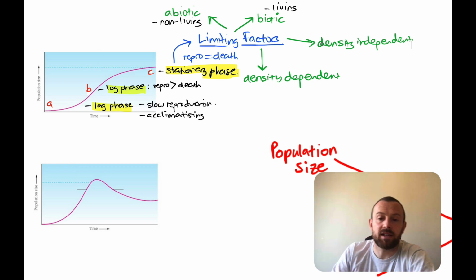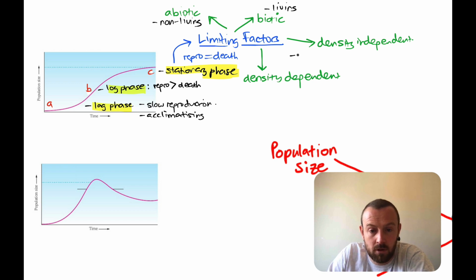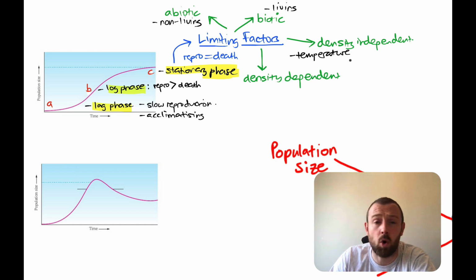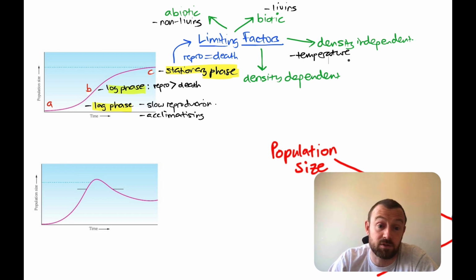Now, what does that mean? Density independent factors are factors that will have the same effect on the population, no matter the size of the population. So, for example, temperature. If there was suddenly a cold snap and the UK was plunged to minus 20 degrees Celsius because of some sort of Siberian air, then that cold temperature might reduce the population of certain animals because they're just not adapted for that temperature, no matter how many of them there were. So temperature and things to do with climate are often density independent.